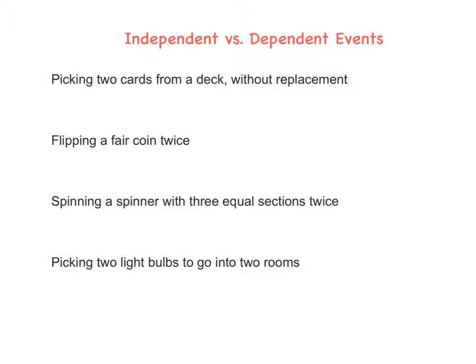So this first one says picking 2 cards from a deck without replacement. So this is really important. This would mean that you're taking a card out of the deck, not putting it back, and then picking again. Since the chances of any one card being chosen are now going to change, since that card's missing, we would call these dependent events. So anytime you see anything to do with without replacement, not putting it back, something along those lines, it's always going to be dependent.